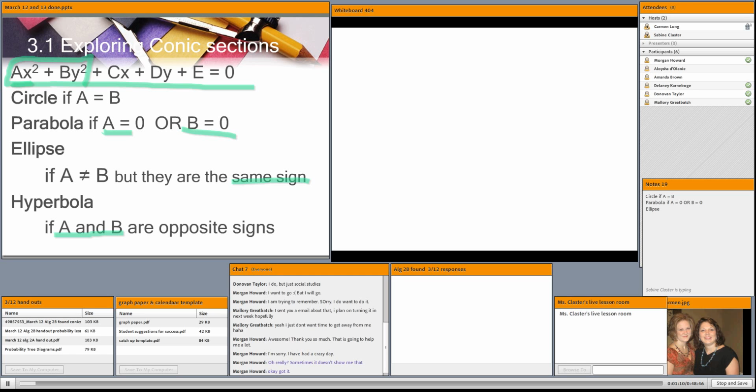Do y'all understand what I'm saying by A and B? It's just A and B. All this other stuff doesn't matter. You don't even have to look at it. It doesn't matter how complicated it is. You're only looking at the coefficient of the x squared and the coefficient of the y squared. Everybody good? Yeah.